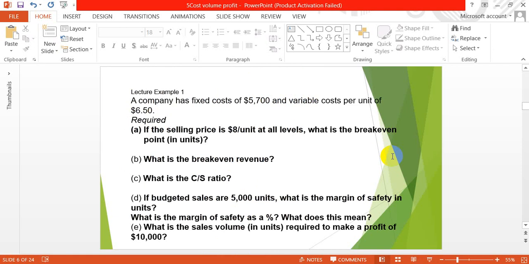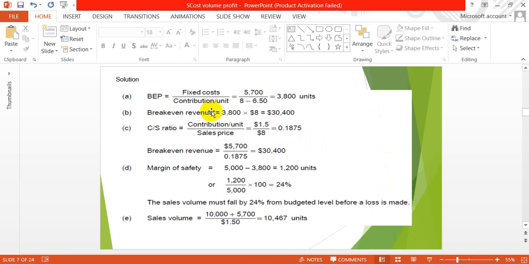Next, the break-even revenue. So get the break-even units times the selling price. 3,800 times 8 will give us 30,400 as our break-even revenue.